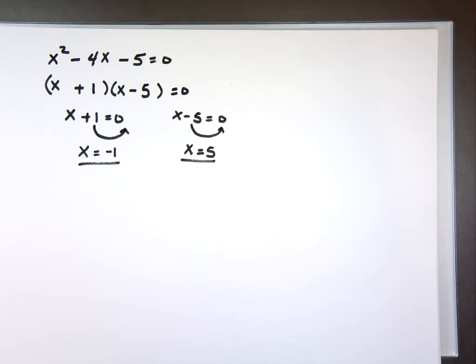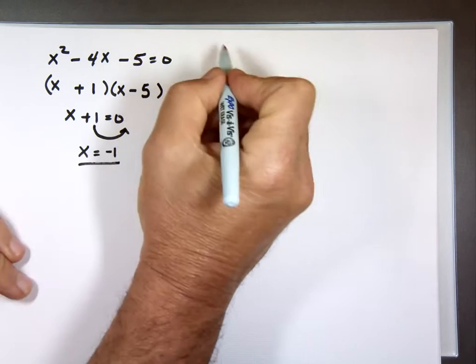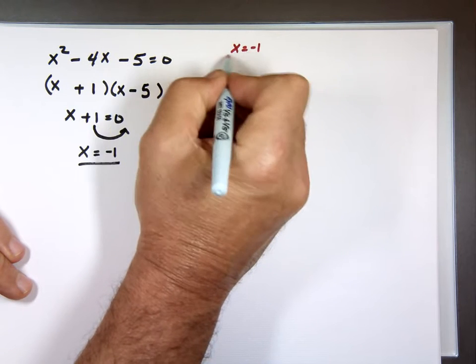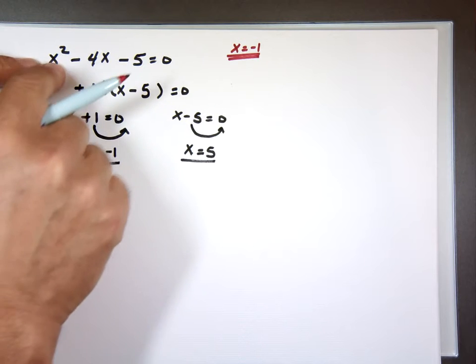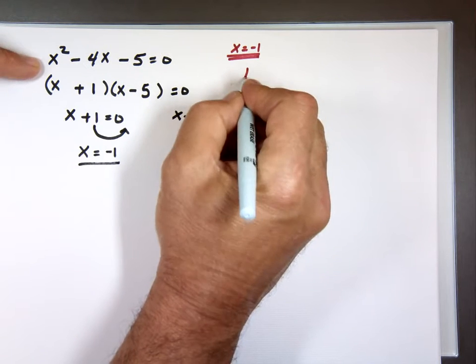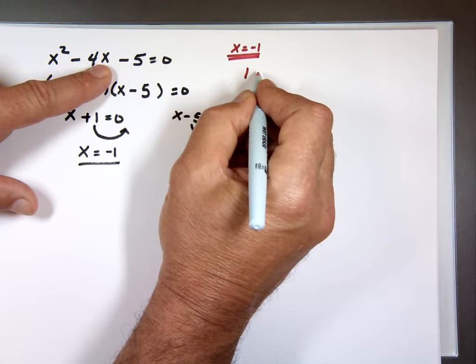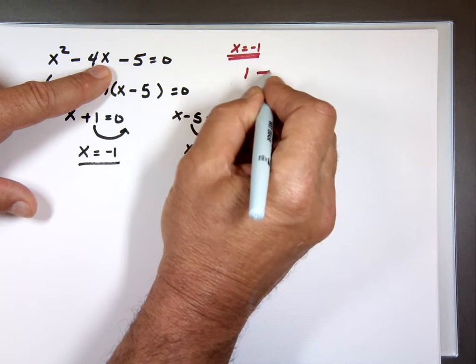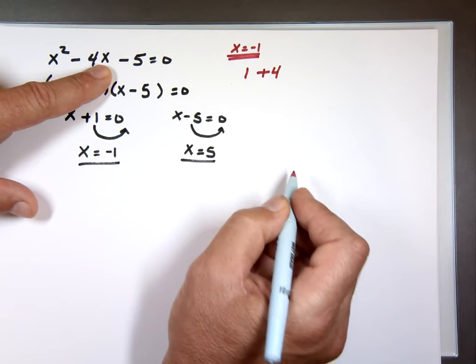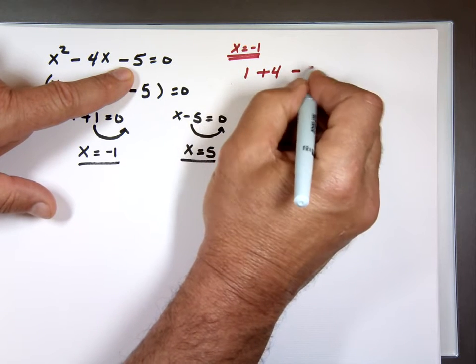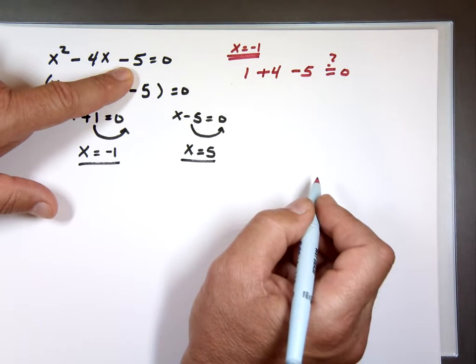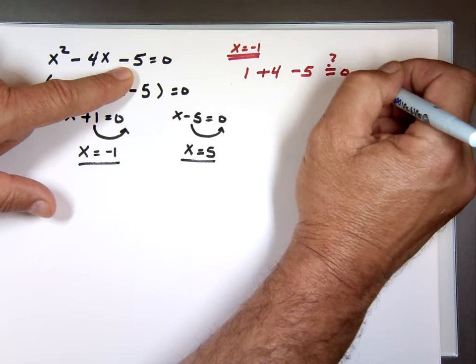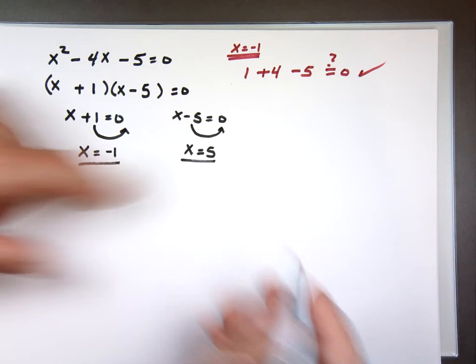Now let's check them. Let's see if they work. I'll use my red marker to check. Let me try x equals negative 1. Let's test it. When x is minus 1, what's minus 1 when you square it? 1. What's the minus 4 times the minus 1? Plus 4. The minus 5, does that equal 0? Yes, that's good.